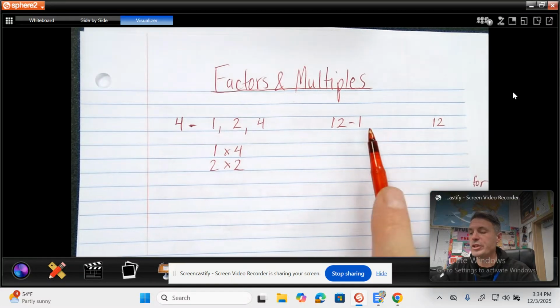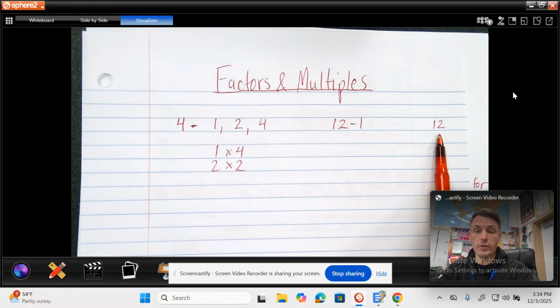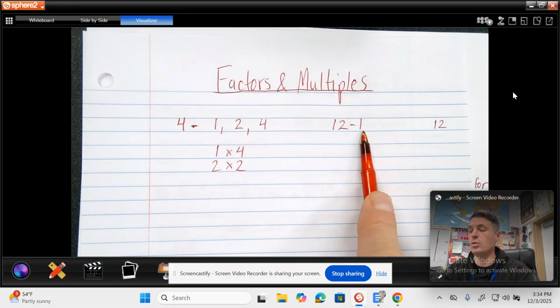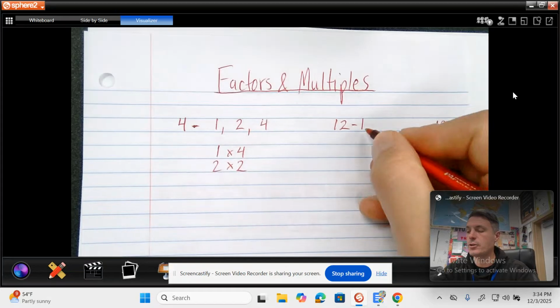So we know the smallest factor of 12 is 1, the smallest factor of every number is 1, and the biggest factor of 12 will be 12 itself. And that's how it is with every number. The biggest factor of each number is that number itself, because that number times 1 will always equal that number itself. So 1 and the number itself are always factors.